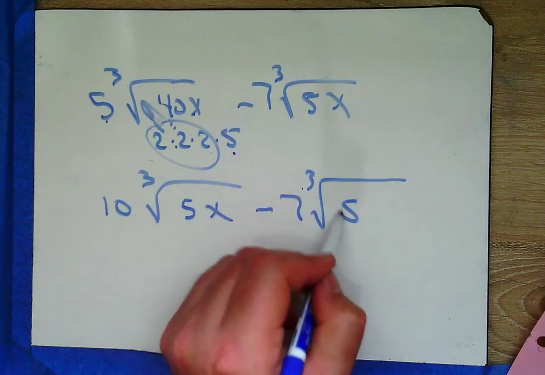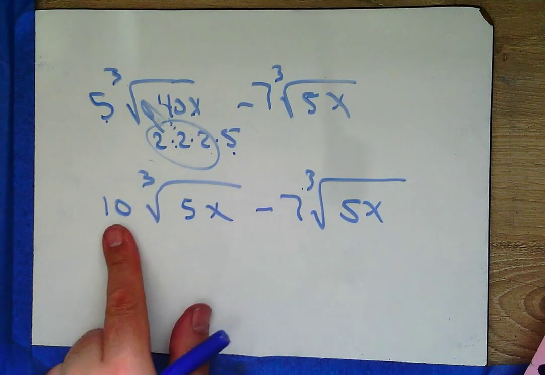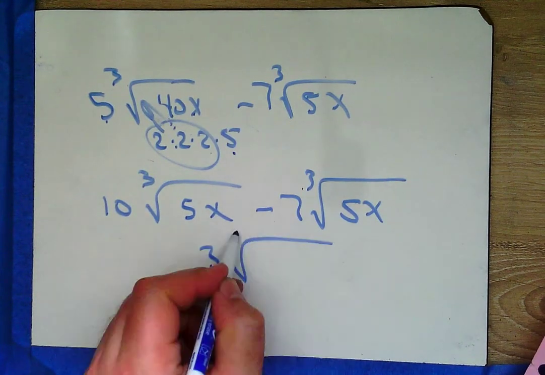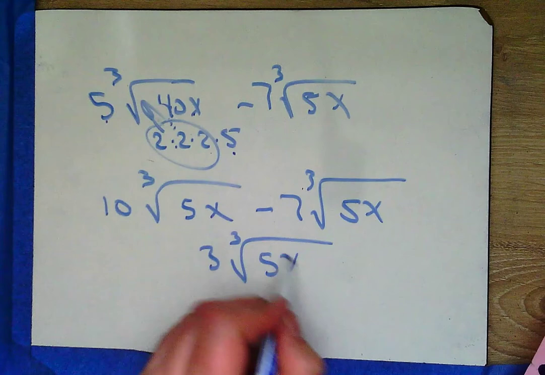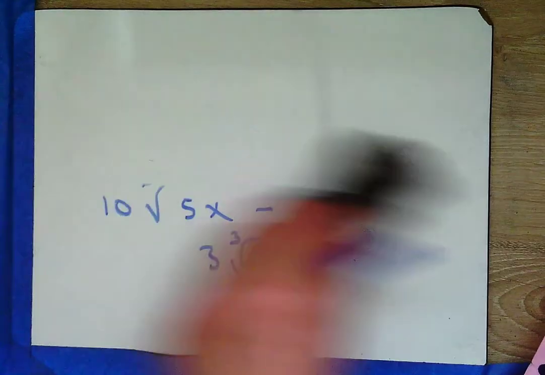So once we're done simplifying, do we have common radicands? We sure do. So then we can just do 10 of them minus 7 of them gives us 3 of them. Okay? All right, so there we reviewed radicals.